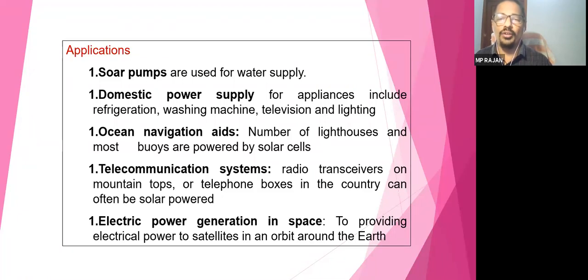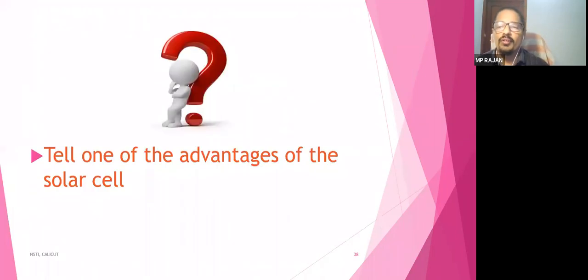By 2022, the government target is production of 200 GW supply from the solar. Okay. So if you understood, tell me one of the advantages of the solar cell. You can type that it is a renewable energy. Any one advantage, what is the benefit? Okay.